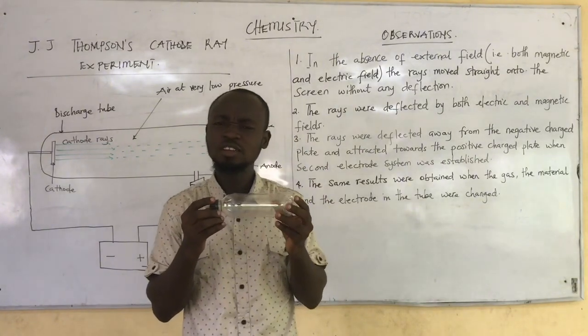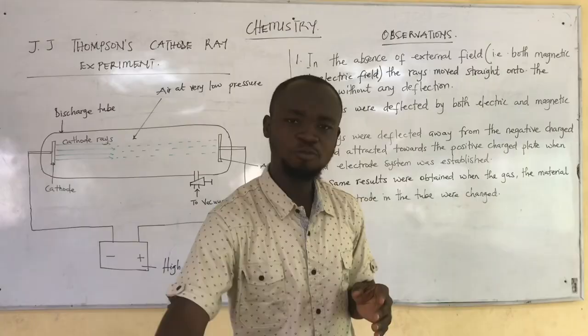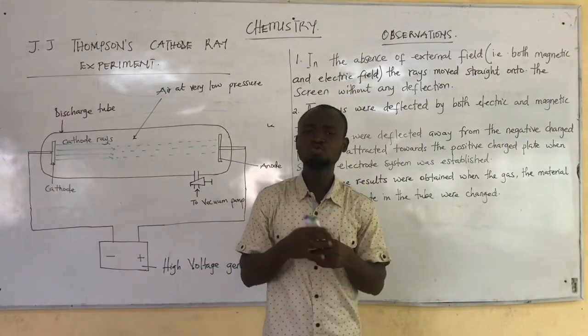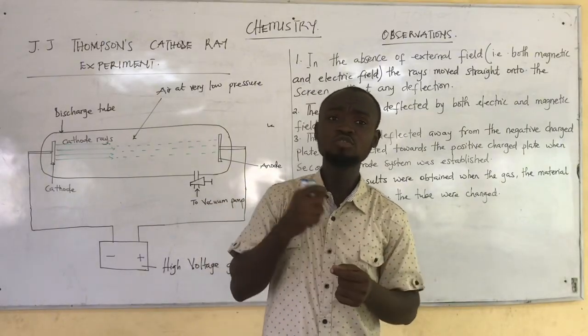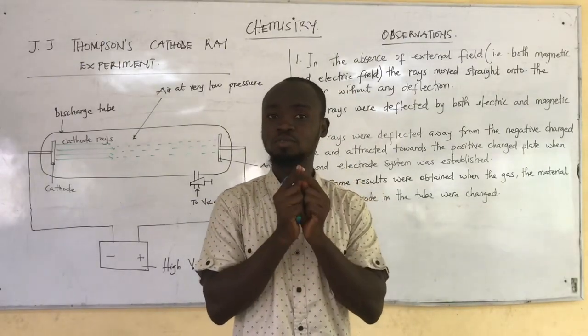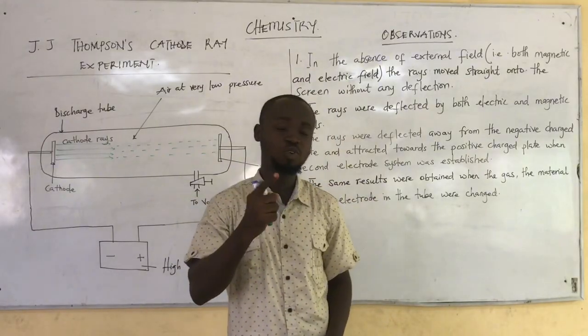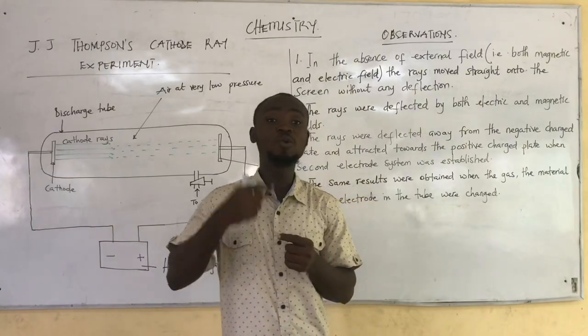So Thomson was just observing, and then he reasoned something. So he further performed detailed analysis on these particles to understand the particles well. So what did he do? He introduced an external field around the particle. The first external field he introduced was the magnetic field. He wanted to test the magnetic field influence on the particle.